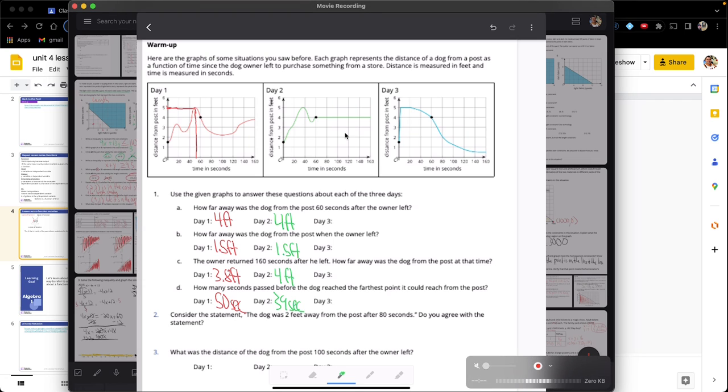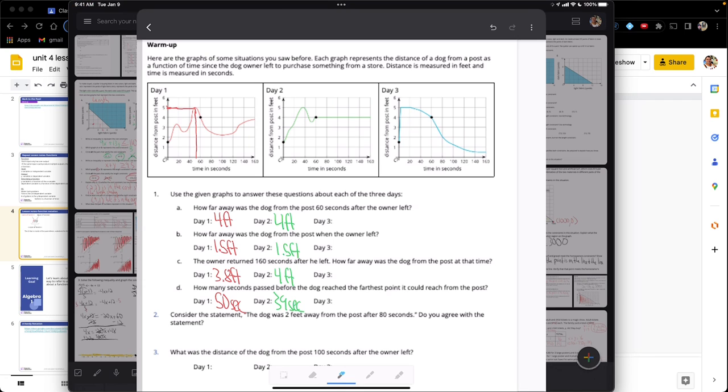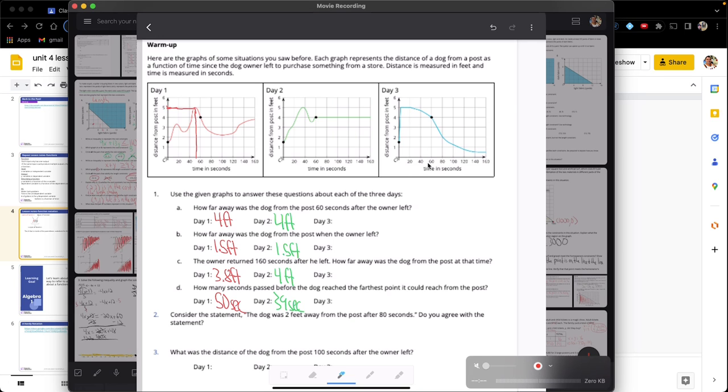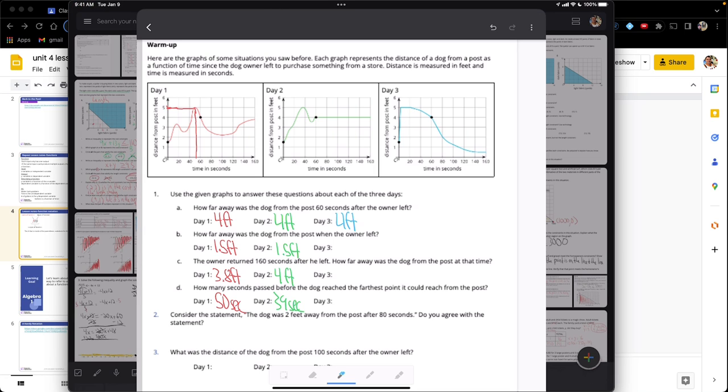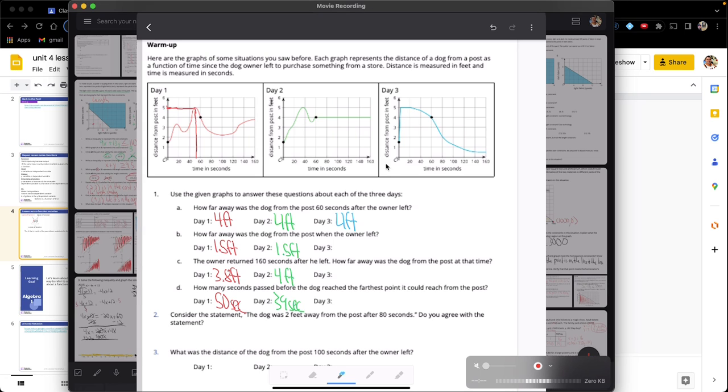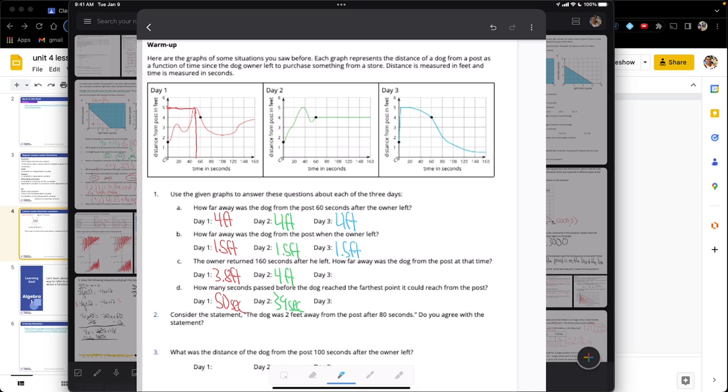Okay. Now let's do day 3. So how far away was the dog from the post? 60 seconds. Again, it lines up at 4 feet. Okay. How far away was the dog from the post when the owner left? Okay, that's right here. That's this point right here. Again, that's 1.5 feet.